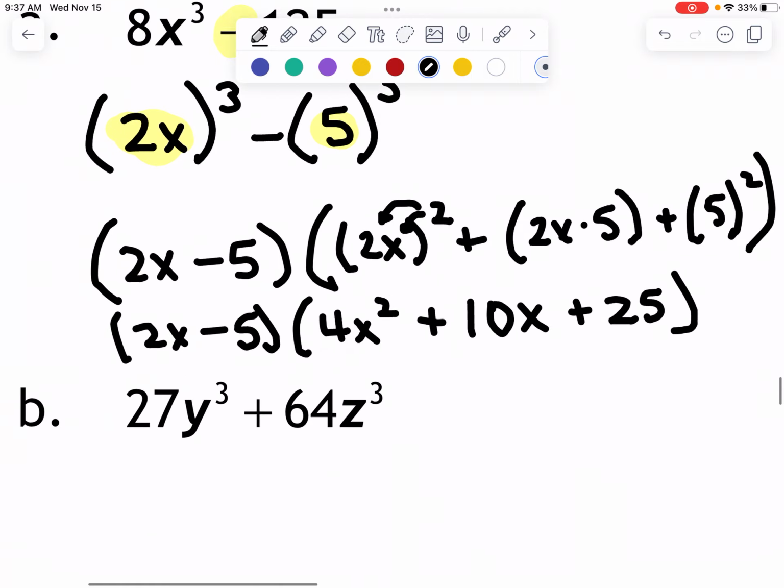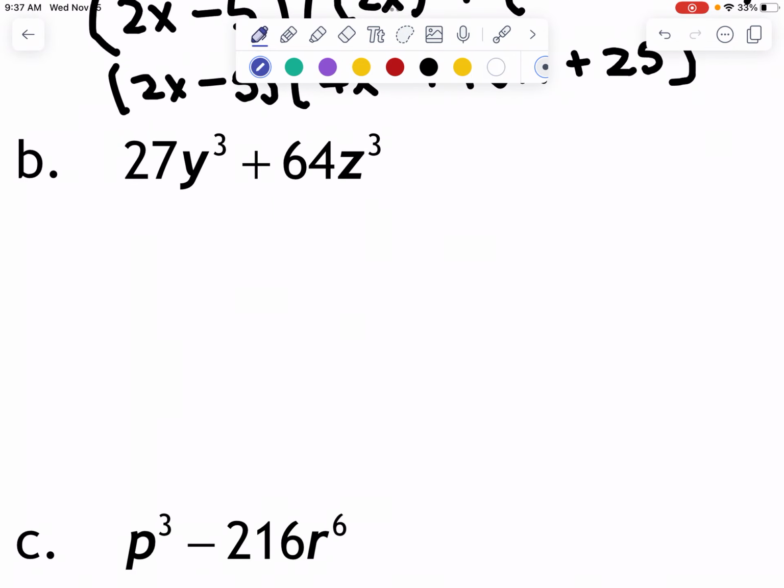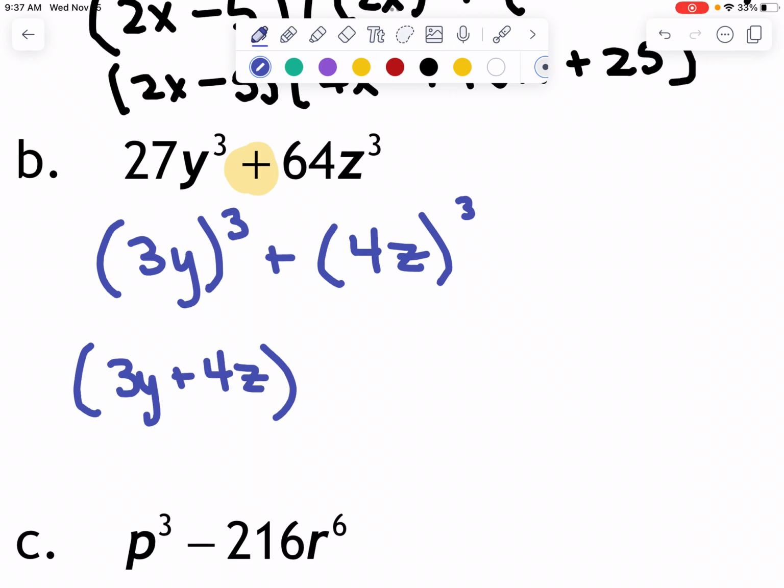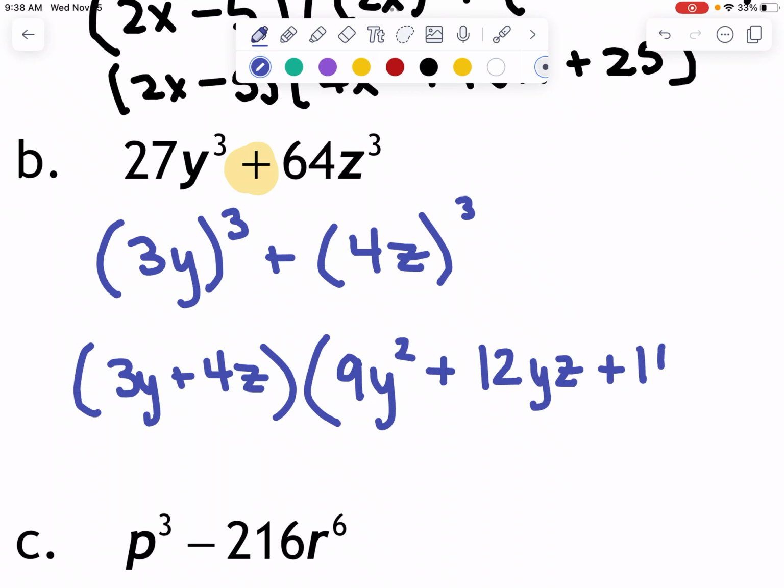Okay, let's try it again. This next one, I know I can take 3y and cube it to get 27y cubed. I can take 4z and cube it to get 64z cubed. This time through, I'm noticing that I have the sum of cubes. So I'm going to take those base terms and add them together in the first set of parentheses. Then I will square the first term for 9y squared, multiply those two terms together for a 12yz, and square the last term for a 16z squared.